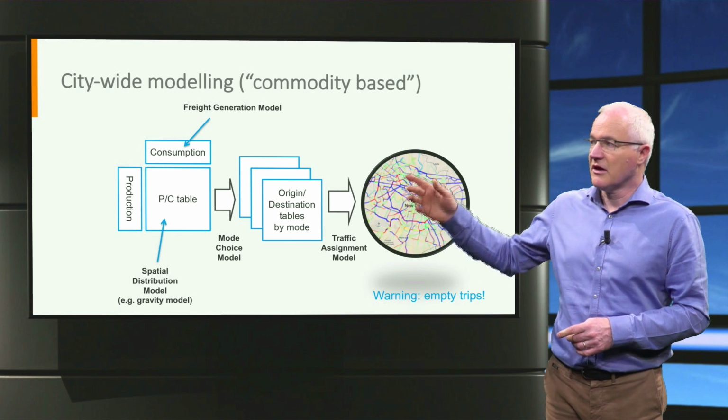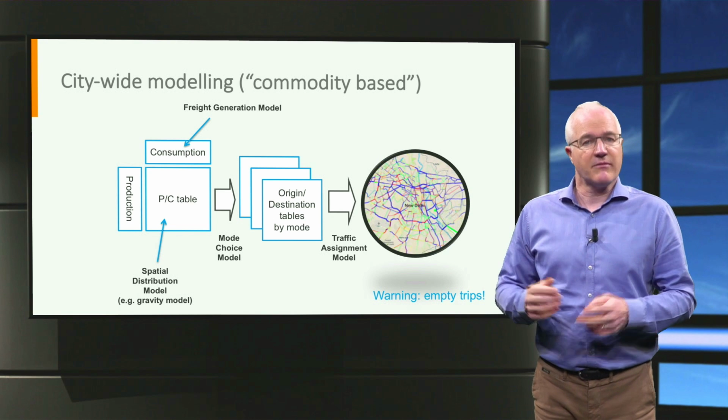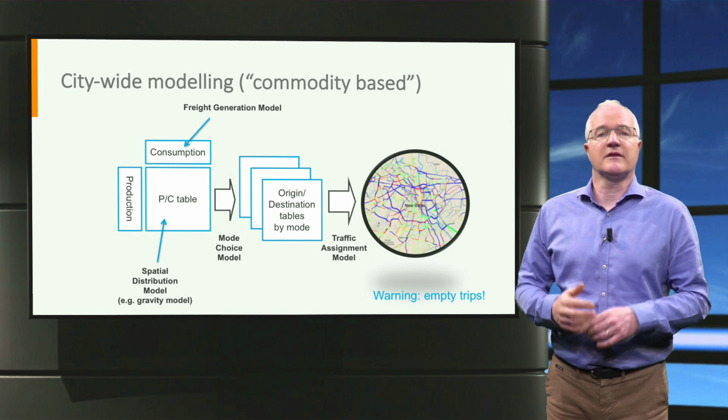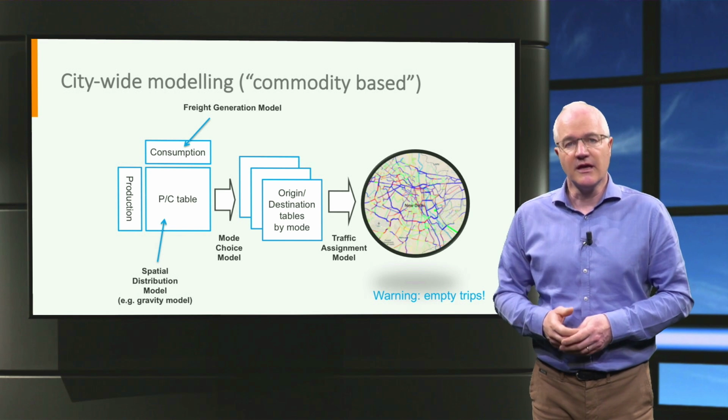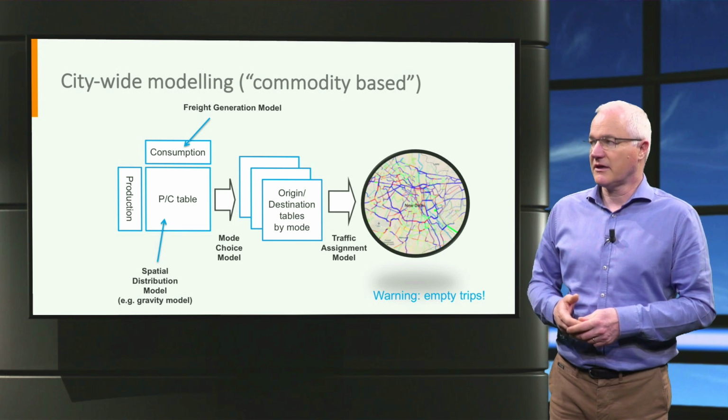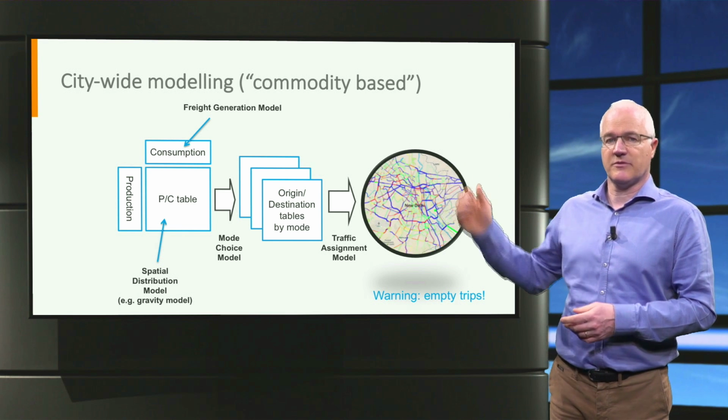Production and consumption are cross-tabulated using a method for spatial distribution, such as the gravity model. Flows are then divided towards different modes of transport and types of vehicles. And finally, they are assigned to the transport network. This is the commodity-based approach.